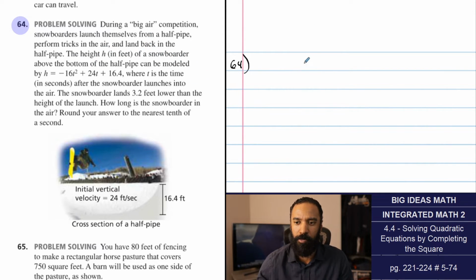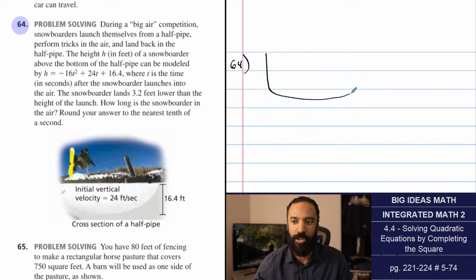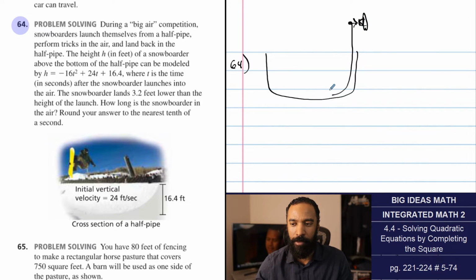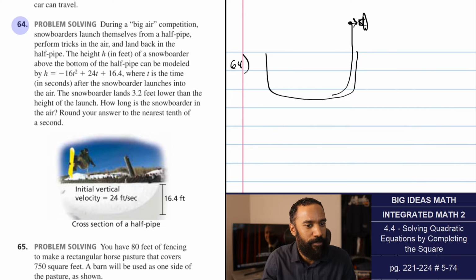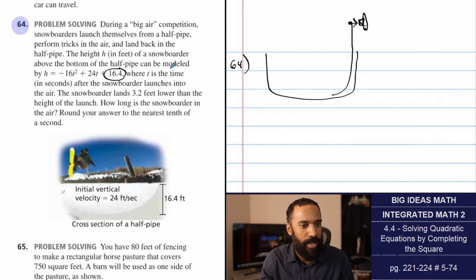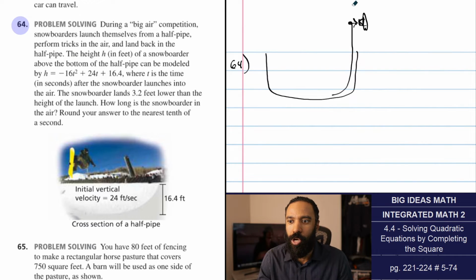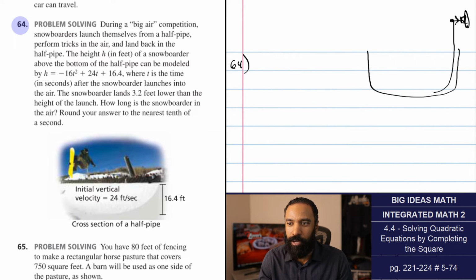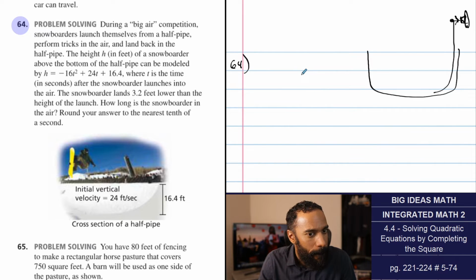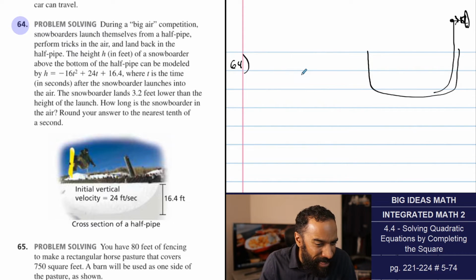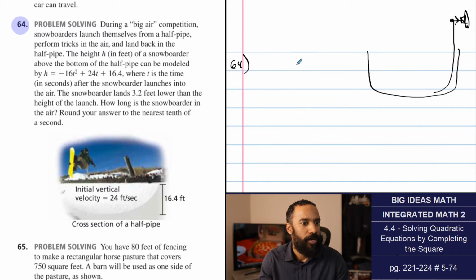I don't know if you guys know what a half pipe is, but it's, you know, for like the Olympics. Here's us looking at it from the side. The snowboarder kind of goes up. Yeah, I'm doing tricks on the snowboard. Yeah, I have no idea. But here's the bottom of the half pipe, right? So that 16.4 models how far they are above the bottom. So it can be modeled by. They kind of drew one. Theirs probably looks better.